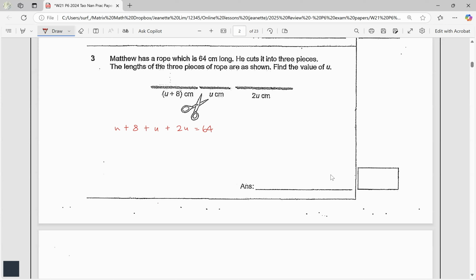Then I will combine all those with U. Take note, the sign will follow the number behind. So U and 2U, that's 4U. 4U plus 8 equals 64. To find 4U, I will take 64 minus 8, which is 56. So to find the value of U, you take 56 divided by 4, and that gives us 14. That's the value of U.